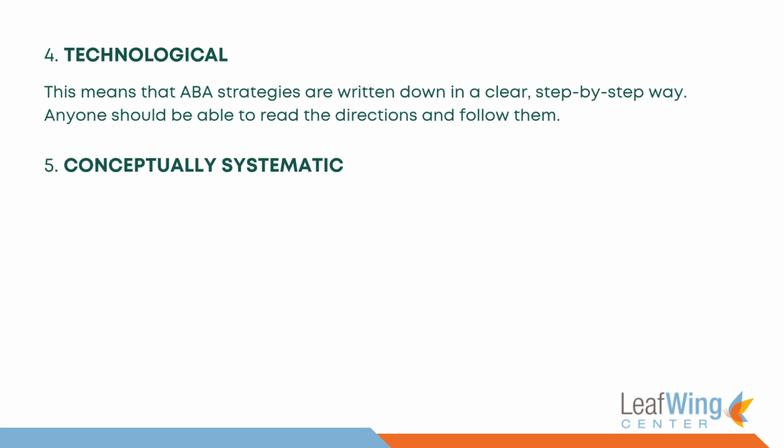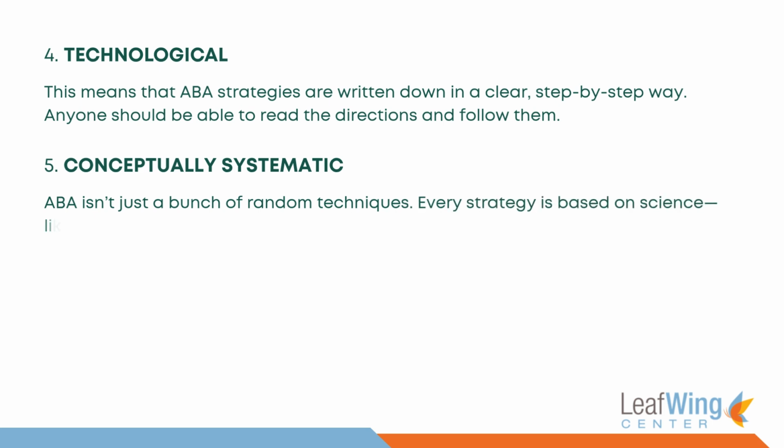5. Conceptually systematic. ABA isn't just a bunch of random techniques. Every strategy is based on science, like the idea of reinforcement, rewards. If we want a child to do something more often, we use rewards. If we want a behavior to happen less, we stop giving rewards for it. Everything in ABA connects back to these basic ideas.